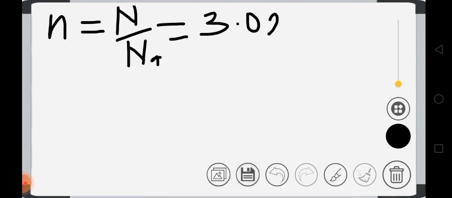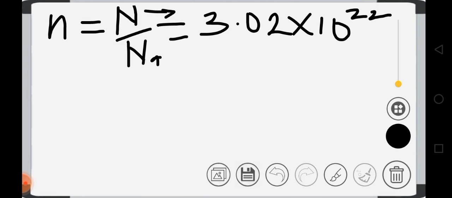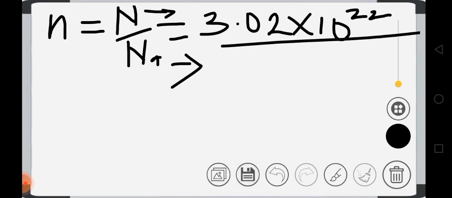So we have 3.02 times 10 raised to power 22 molecules. We have 3.02 times 10 to the power 22 molecules there. So that is that n. Then what about Avogadro's number? Remember, Avogadro's number is what? What is Avogadro's number?